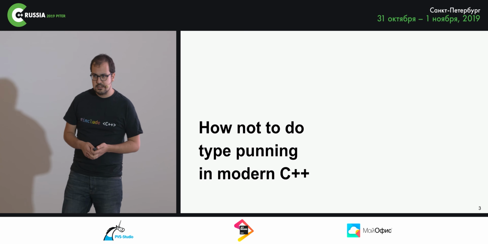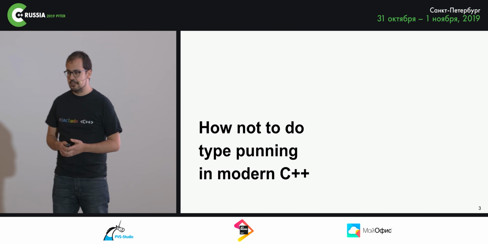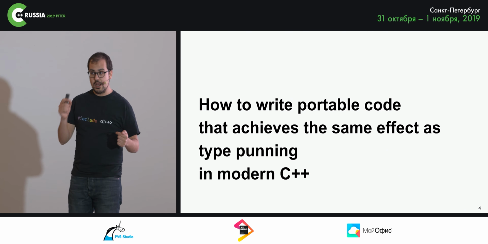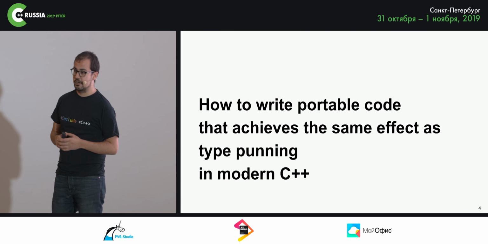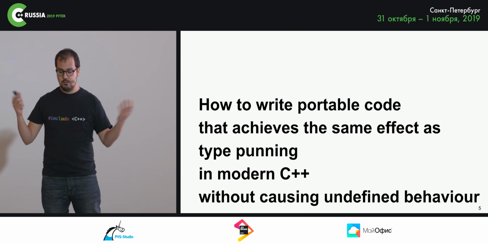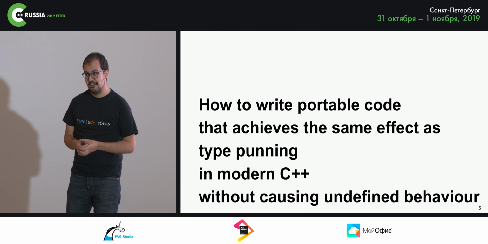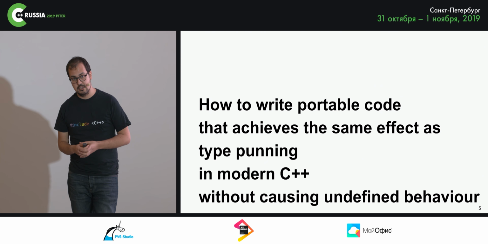That's boring. So I think a more appropriate title for this talk would be How to Write Portable Code that achieves the same effect as type punning in modern C++ without causing undefined behavior. And that is exactly what we're going to talk about today.